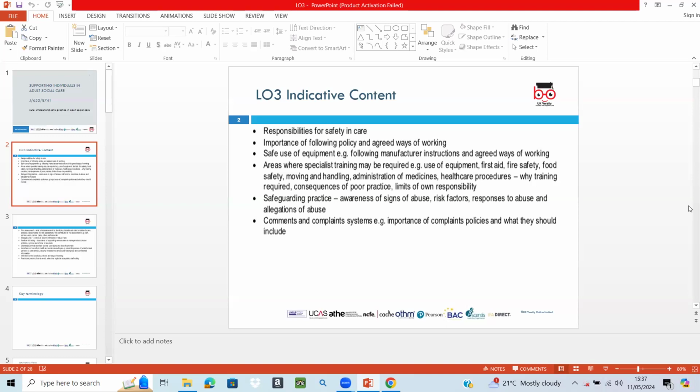We have discussed everything previously in detail as well, so we'll discuss these in today's lecture too. Then safeguarding practice: awareness of signs of abuse, risk factors, responses to abuse, and allegations of abuse. Then we have comments and complaints systems, for example the importance of complaints policies and what they should include. So this is from the indicative content.